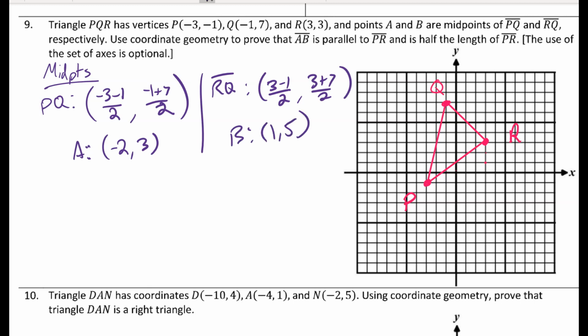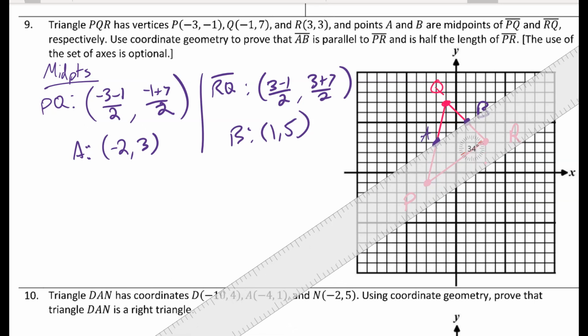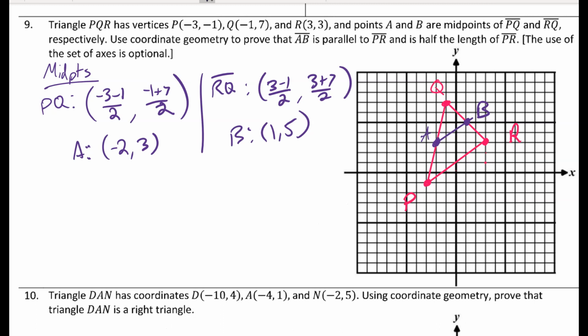So I'm going to plot those in my picture just to see if they make sense. So (-2, 3) would be right up there. That looks pretty good for A. And B is supposed to be at (1, 5). Actually, that looks pretty good. And I'm going to connect them. Notice I am using a straight edge, because that's going to make finding the midpoints and looking for parallel lines easier. Okay, so the first thing I need to do is prove that AB is parallel to PR.